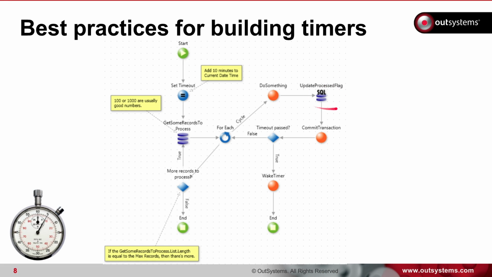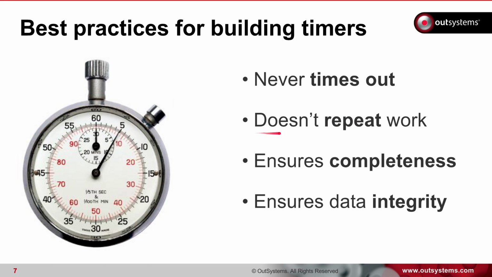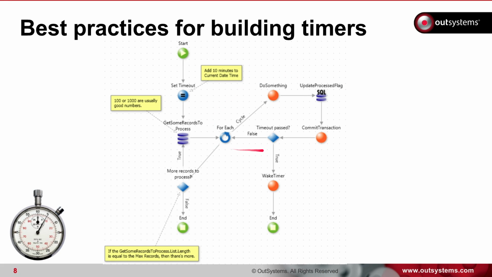Also, because you have updated the processed flag, and your aggregate should filter out all those rows that have the processed flag set to yes, it's already processed, you are ensuring that the timer does not repeat work. So with this small algorithm that we've seen so far, we are sure that everything is being processed. There is only one small thing we need to take a look at, which is this only gets 100 or 1,000 records. There may be more.